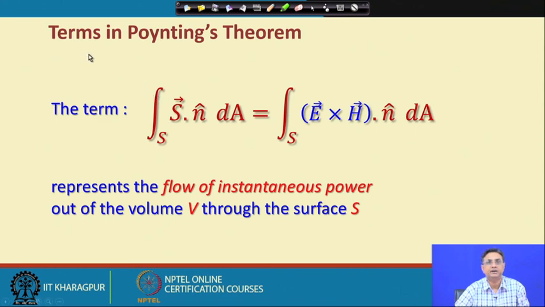And if we look at this term, S dot n dA, it actually represents the flow of instantaneous power out of the volume V through the surface S.